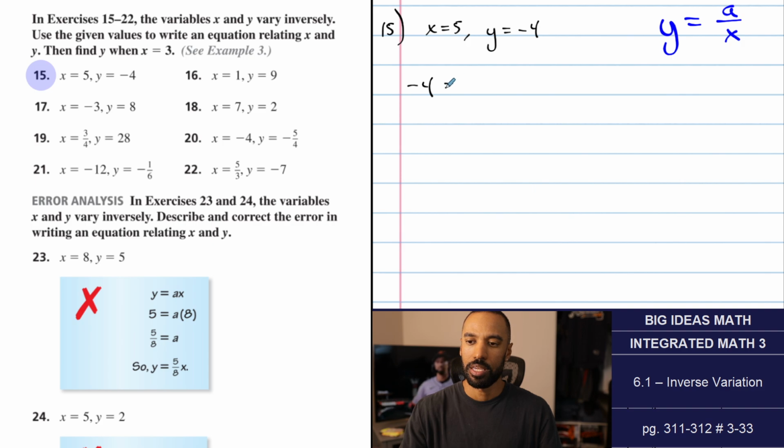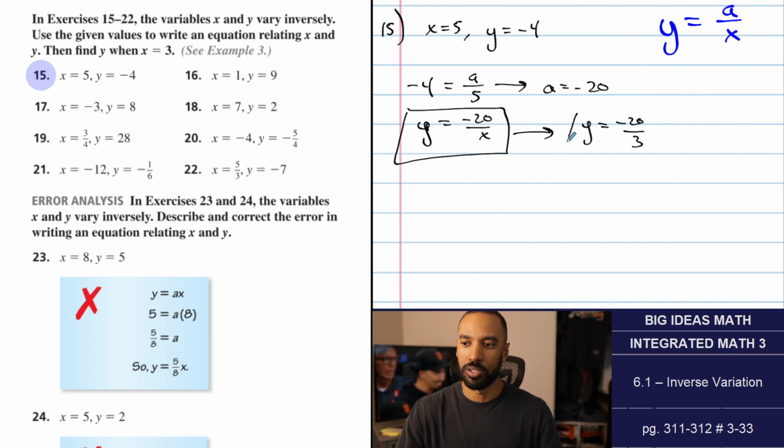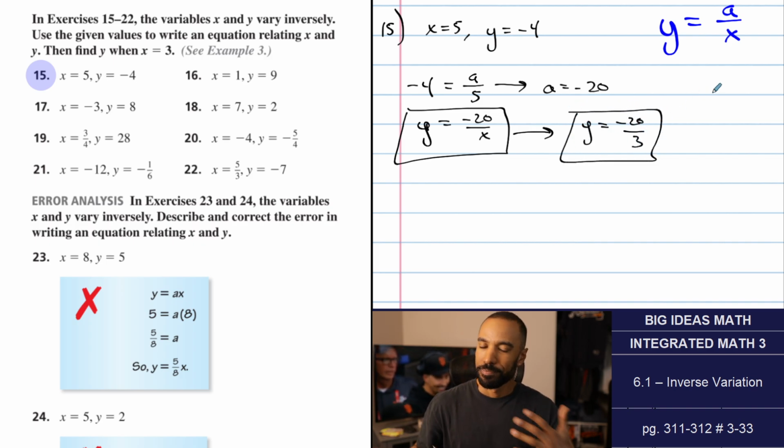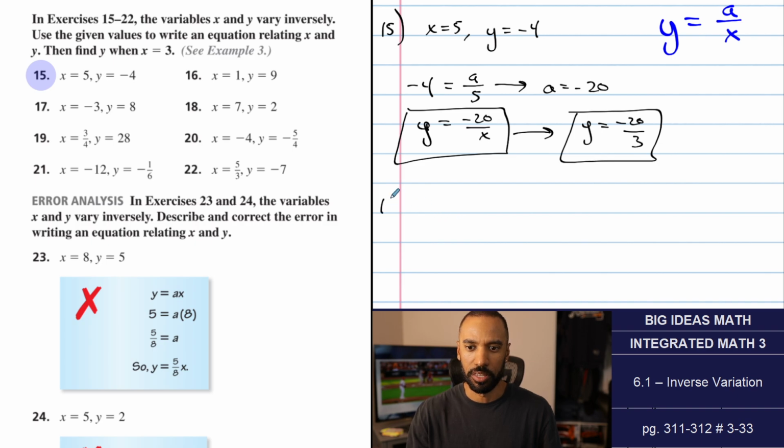Negative 4 equals a over 5. And we multiply both sides by 5, we get a is negative 20. So our official equation is y equals negative 20 over x. This is our equation for our inverse variation for this setup. Now we're going to use that to solve for y when x equals 3. Y equals negative 20 thirds is that value. Decimal equivalence, negative 6.6 repeating. So not my favorite to look at there. I'm just going to leave it as negative 20 thirds.